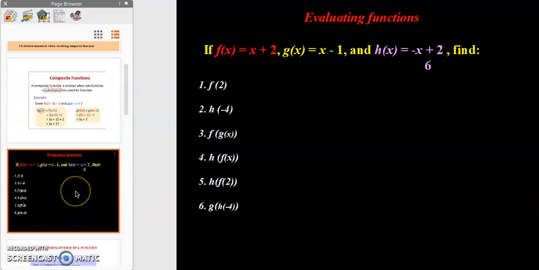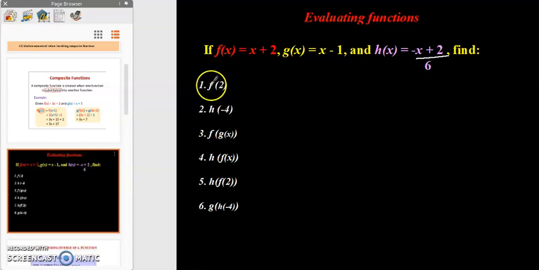Alright, so let's look at some examples. So on the topic of evaluating composite functions now, we have: if f(x) equals x plus 2, g(x) equals x minus 1, and h(x) equals (minus x plus 2) over 6, find f(2), h(minus 4), f(g(x)), h(f(x)), h(f(2)), and g(h(4)).